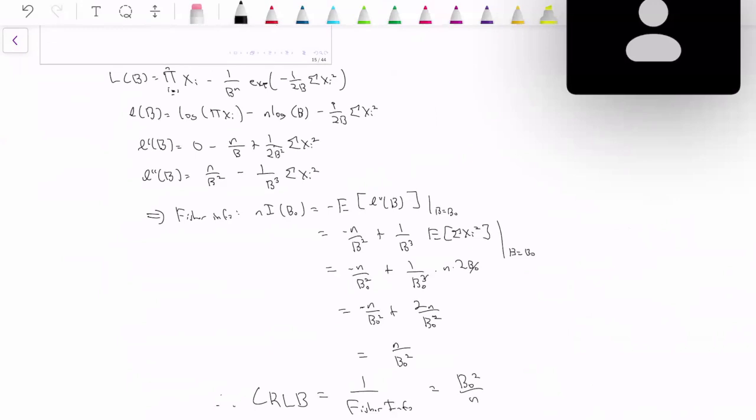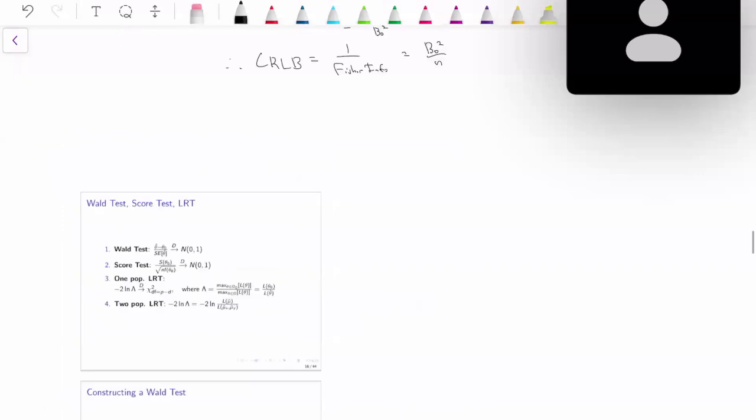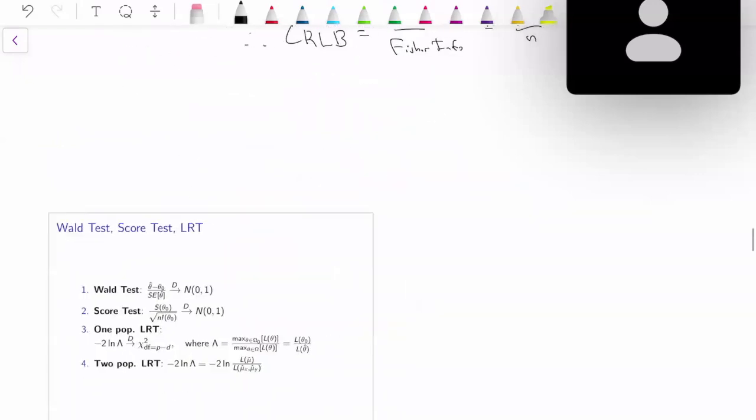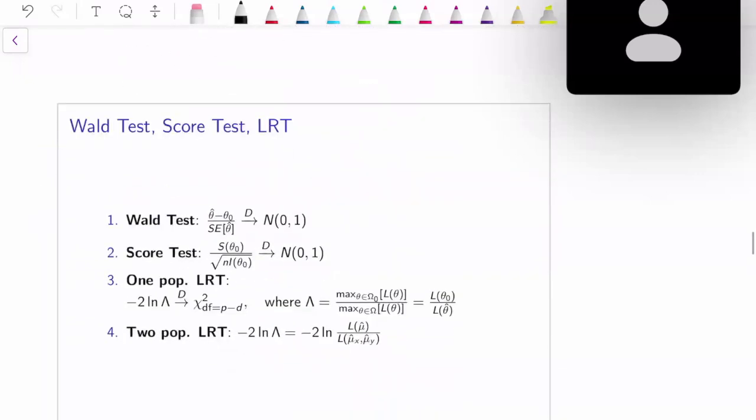All right, if not, moving on. So now it's about tests, but for the MLE. So we have the Wald test, score test, one population likelihood ratio test, and also the two population likelihood ratio test.